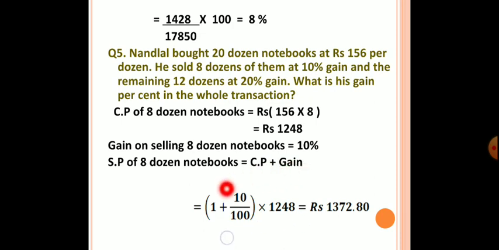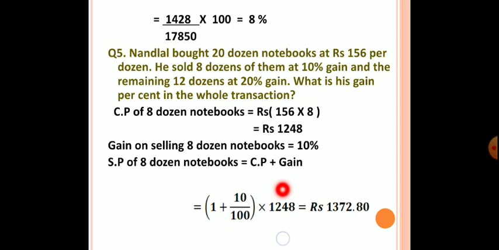That is, we can also write 10% as cost price plus 10% of cost price, or we can directly use the formula as 1 plus gain percent into cost price. So here I have applied the formula as 1 plus gain percent, that is 1 plus 10 by 100 into cost price, that is 1248.